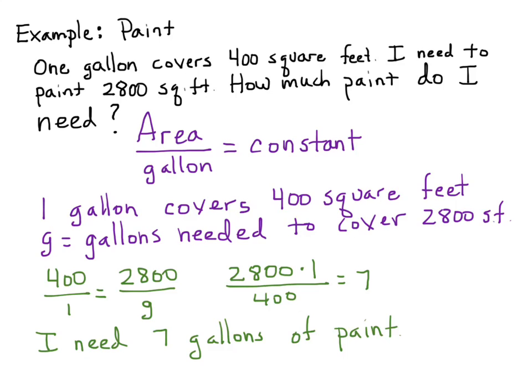Okay, so there's a couple characteristics here that I want you to see in how I did this in writing. What I did was I made my model or my statement of proportionality. So I know that the area per gallon is a constant. The problem gave me the fact that 1 gallon covers 400 square feet. And now what I'm doing here is I'm defining what G is. G is the number of gallons needed to cover 2,800 square feet. So if you want to look at this in steps, the first step is to gather your information. Second step is to define your variables. And I'm going to really strongly recommend that you do this, is write out explicitly.